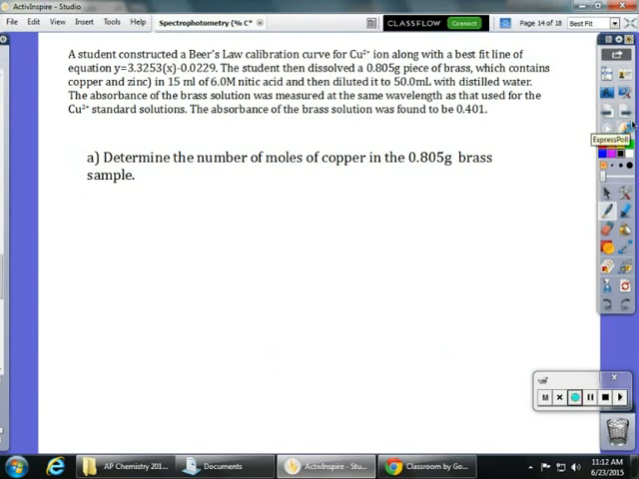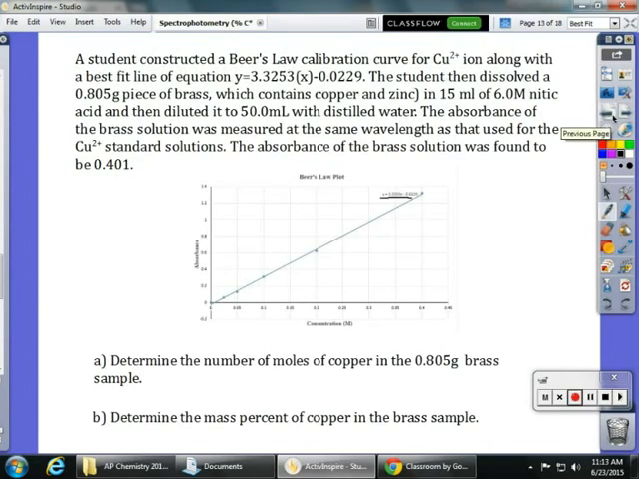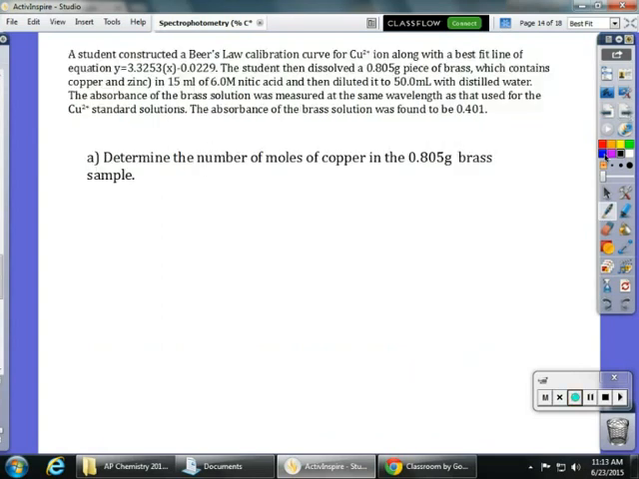Okay, so let's look at the first one. Determining the number of moles of copper in the 0.805 gram brass sample. Well, we're trying to find the moles. We would need to know the concentration, and that's where we're going to use this calibration curve. We're going to go back to our curve. We know that it has an absorbance of 0.401, somewhere in here. So we're going to find out what that concentration is. Now, obviously, we're not going to do it from the graph. We're going to use the actual line of best fit.